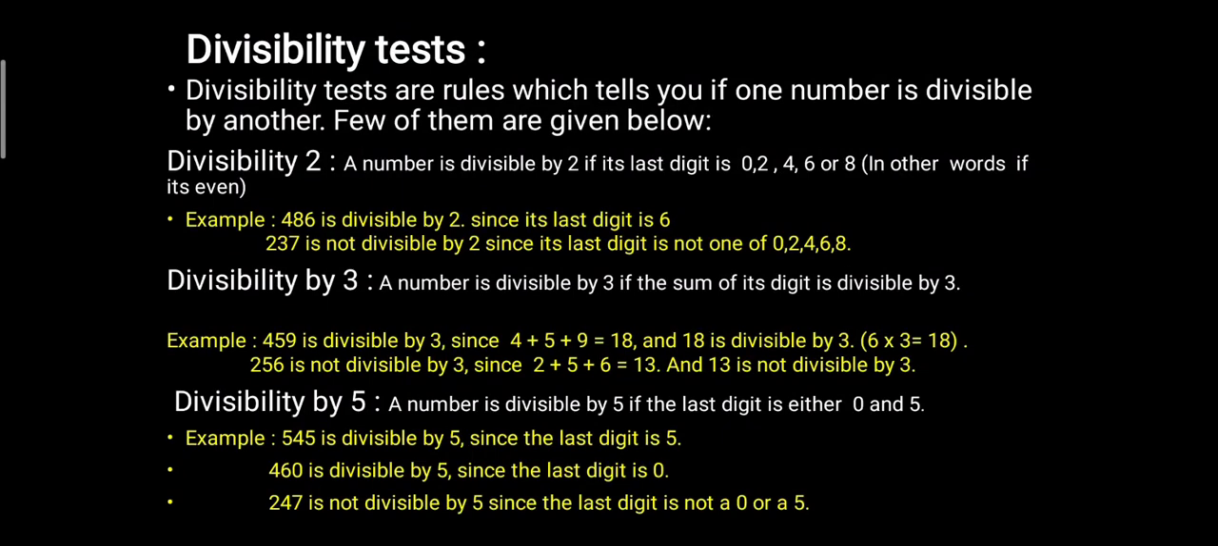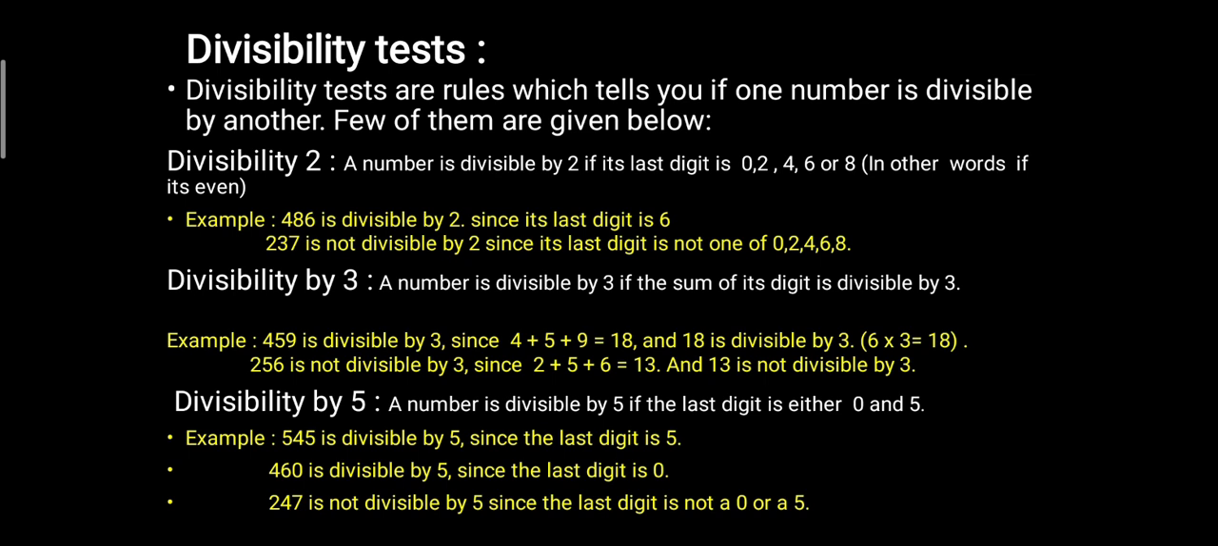Divisibility test. This topic is not there in your textbook. However, this will help you more while doing factorization. Divisibility by 2. A number is divisible by 2 if its last digit is 0, 2, 4, 6 or 8, or if the number is even. For example, 486 is divisible by 2 as its last number is 6. 237 is not divisible by 2 since its last number is not one of 0, 2, 4, 6, 8.